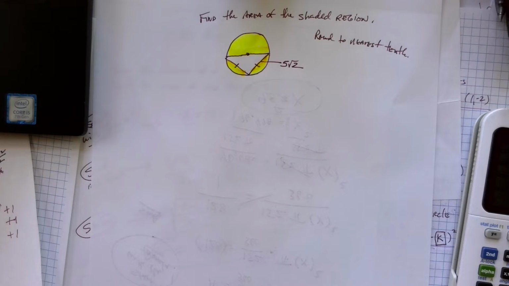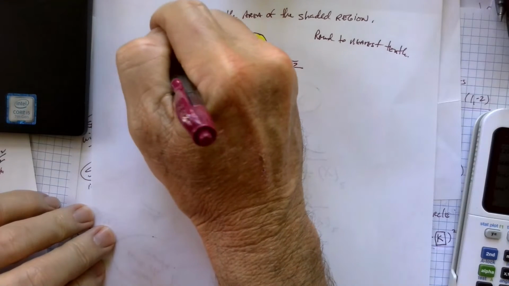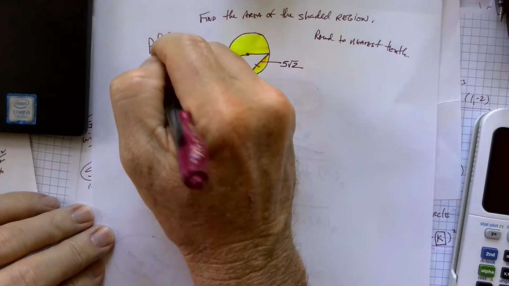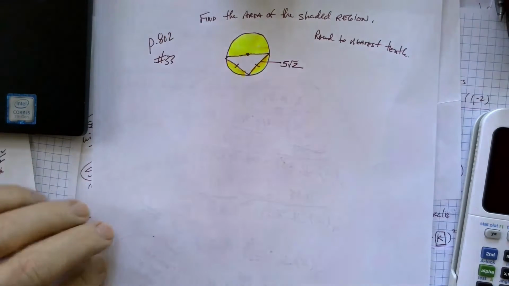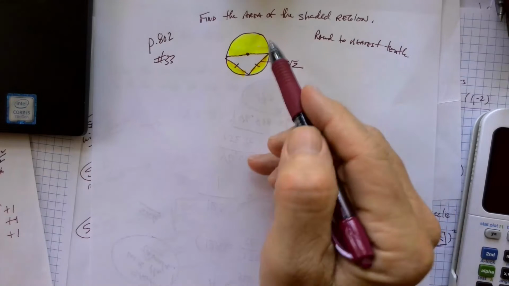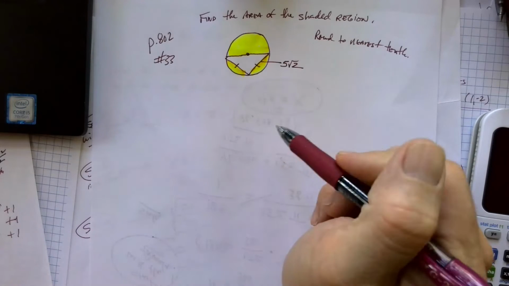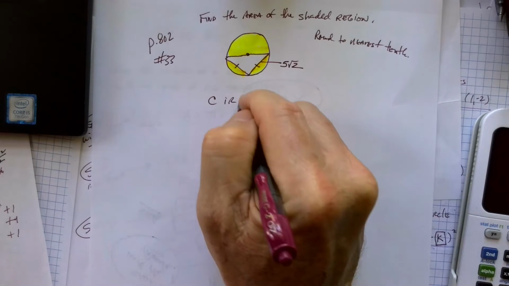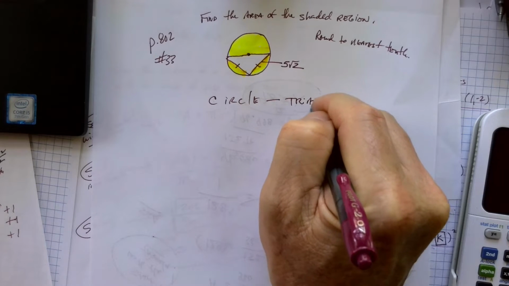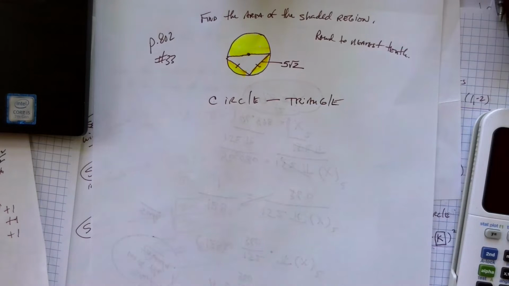Okay, let me show you this problem. This is on page 802, problem number 33. This is a cool problem because it wants you to find the area of the shaded region, but man, that's like a circle and a triangle inside of it, and what do we do? Well, if I wanted to find the shaded area, then couldn't I just go circle minus triangle? Wouldn't that solve it right there?